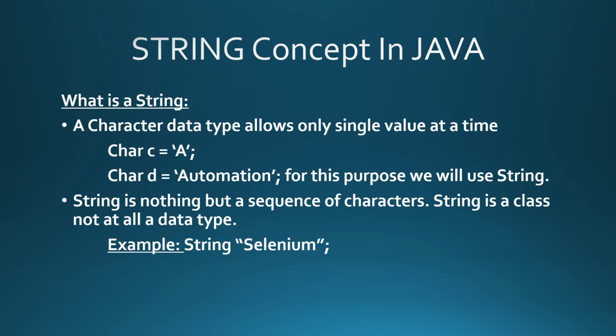But if I want to work with strings, a string will allow you to store a sequence of characters. For that purpose we have to use string concepts here. String is nothing but a sequence of characters, and also string is a class, it is not a data type. For example, this is how we can initialize a string: String selenium within double quotes.